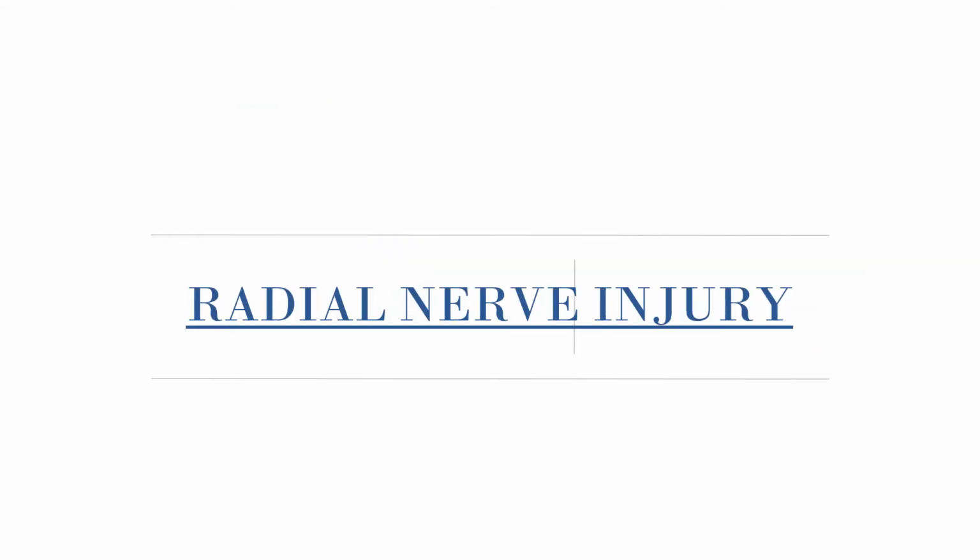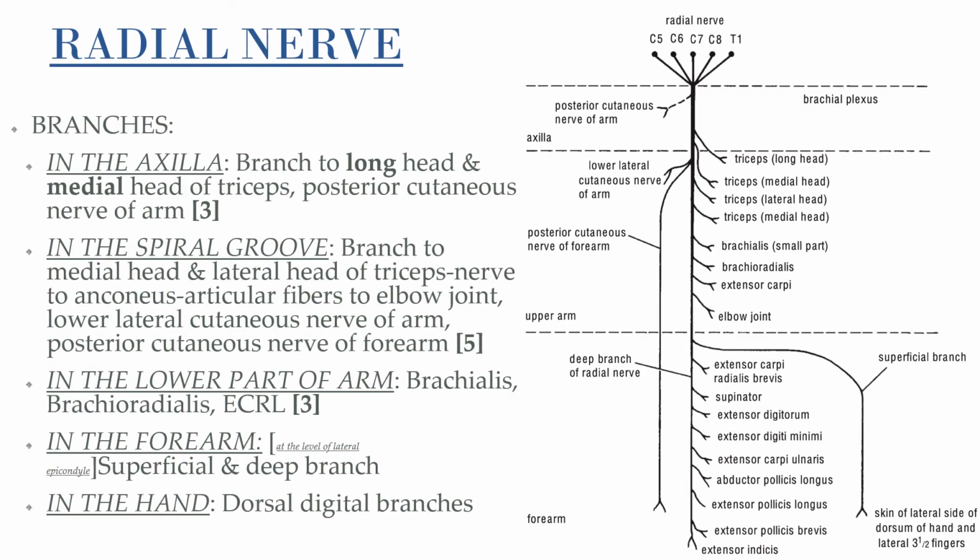Next branch of the brachial plexus is the radial nerve. The radial nerve is a branch of the posterior cord of the brachial plexus. It is the largest branch of the brachial plexus. It has the root value C5, C6, C7, C8 and T1. The radial nerve in the axilla gives motor nerve supply to the long head of the triceps along with the medial head of the triceps, and it gives one sensory branch, which is the posterior cutaneous nerve of the arm.